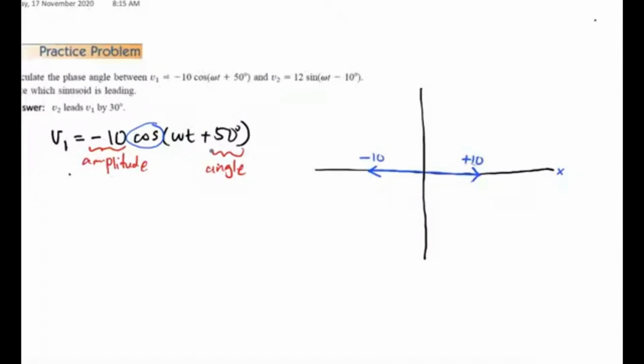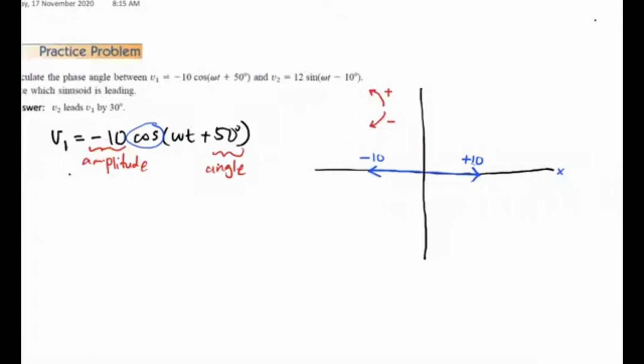Next, from this negative 10, you have to move positive 50. So where to move this vector? Do you want to move upward or downward? In this phasor representation, you have to know these rules. If you move this way, counterclockwise, this means the angle is positive, and when you move in the clockwise direction, this means the angle is moving in the negative direction.